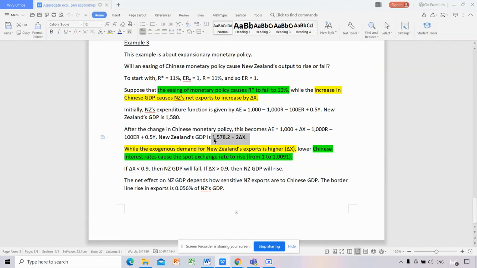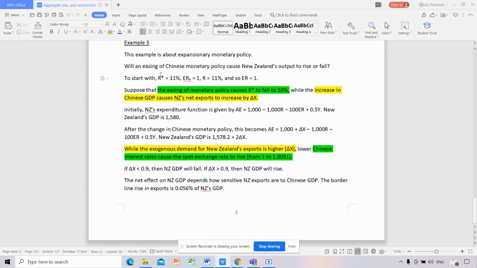Let me repeat again, because if the interest rate in China is decreasing, it means there will be outflow of funds from China to New Zealand. And if there is outflow of funds from China to New Zealand, the exchange rate will start to appreciate.